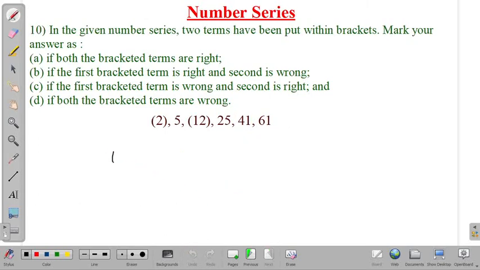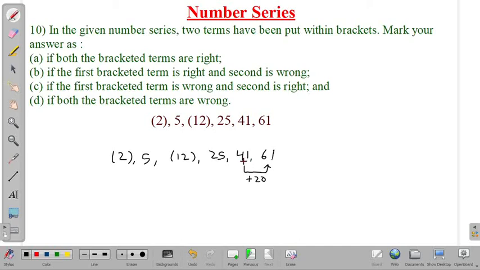See, here the terms are 2, 5, 12, 25, 41 and 61. So here the doubtful terms are 2 and 12. We will try to find the logic from the terms which are correct, right? On the right side, the difference is plus 20. Because the terms are not increasing very rapidly, first we will try to see whether it is a difference type or not. So first we will find the difference between the consecutive terms.